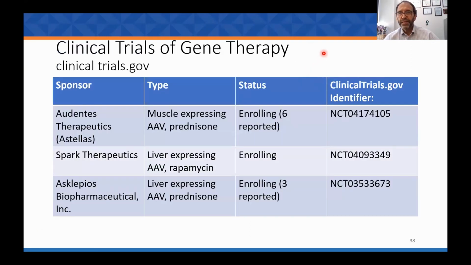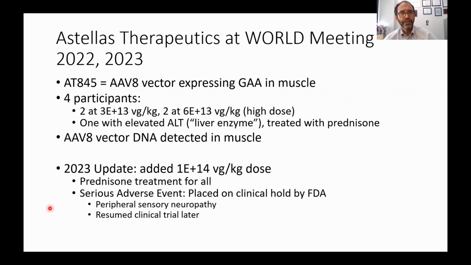I wanted to update the audience about ongoing clinical trials based on information that's publicly available. So for Audentes, now Astellas, they have an ongoing clinical trial that is more based on treating the muscle as opposed to a liver basis. Spark Therapeutics has a study that's more liver-based. And then I've been talking about this Glybera biopharmaceutical study, or AskBio.